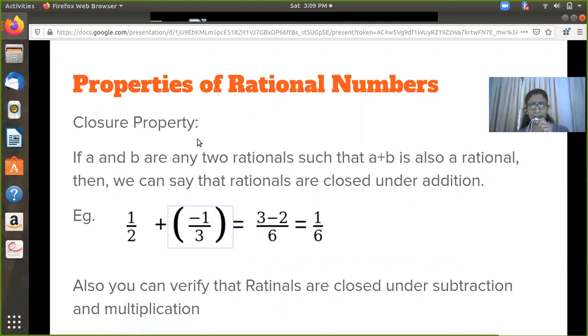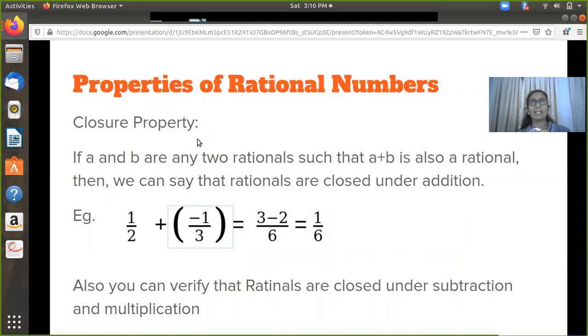Let us first try to understand the property so that we are able to apply it in such instances and see whether it is getting verified. So the closure property: if A and B are any two rationals such that A plus B is also a rational, that is, when I take any two rationals at random and try to add them, and if the sum also happens to be a rational, then we can surely say that the rationals are closed under addition.